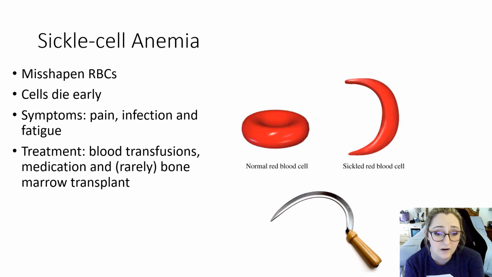This is where the misshapen red blood cells die early, as well as they don't hold oxygen molecules the way that a normal red blood cell does. So this causes anemia in the fact that you don't have as many red blood cells and there's not as much oxygen getting to the tissues as necessary. Symptoms include pain, infection, and fatigue. Treatments include blood transfusions, medication, and rarely, but also in extreme cases, bone marrow transplants.